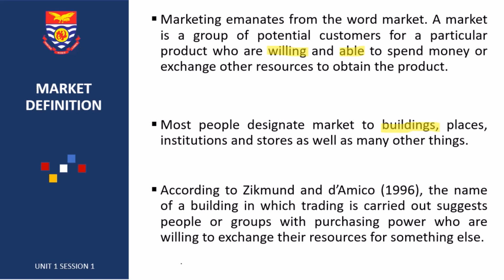As we all know, marketing comes from the word market. And a market is a group of potential customers for a particular product who are willing and able, the underlying words here being willing and able, to spend money or exchange other resources in order to obtain the product. I'm saying it again: a market is a group of potential customers or prospects for a particular product who are willing and able to spend money or exchange other resources to obtain the product.